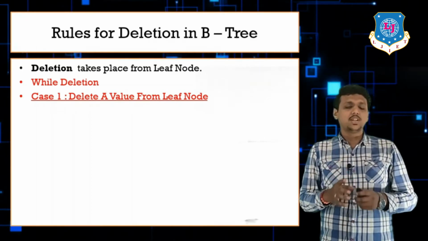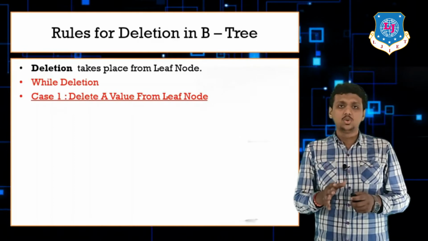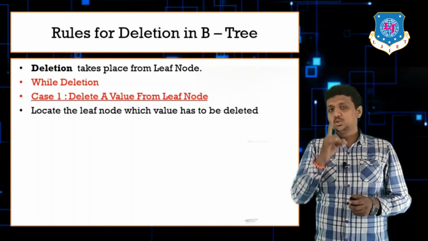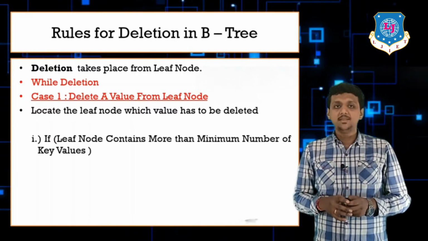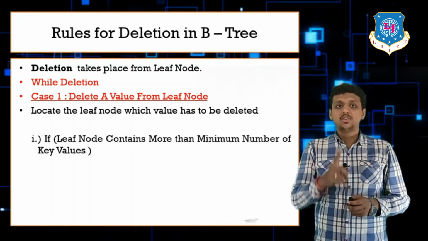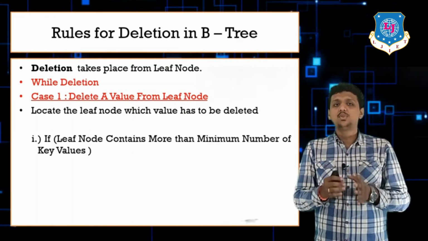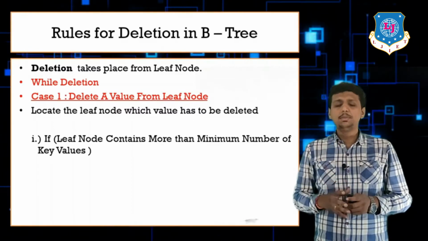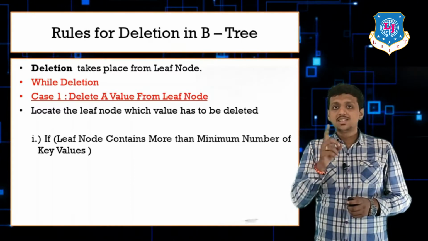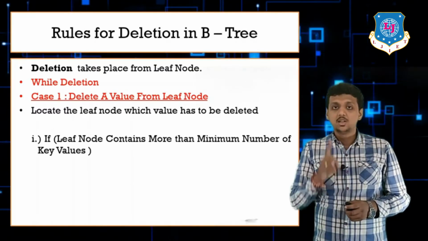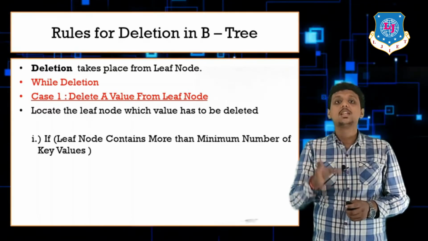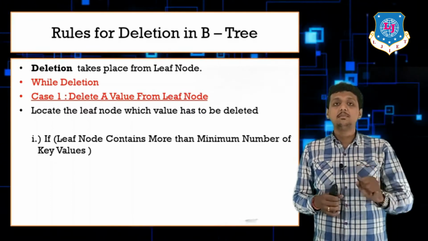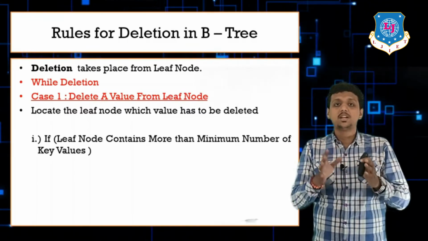So case number 1 is a situation where you want to delete a value from the leaf node. So here first you need to locate the leaf node, and then the first part of case 1, that is if the leaf node contains more than the minimum number of values. Okay, students, what do we mean by the minimum number of values? Have you seen the table in my previous lecture where I showed you that the root node must contain minimum subtrees? So these are the basic rules that the minimum values or minimum subtrees must be like this.